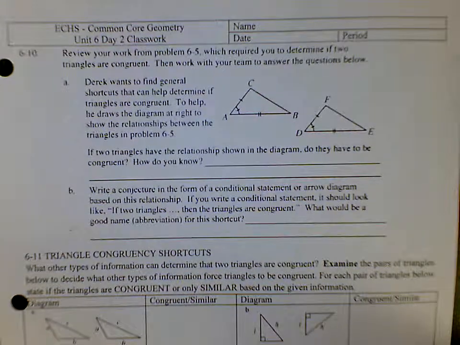All right, so today's classwork, we're going to start with question 10. Review your work from problem 6.5, which required you to determine if the two triangles are congruent. Then work with your team to answer the questions below. So A: Derek wants to find general shortcuts that can help determine if triangles are congruent. To help, he draws the diagram at right to show the relationship between the triangles in problem 6.5. If two triangles have the relationship shown in the diagram, do they have to be congruent?